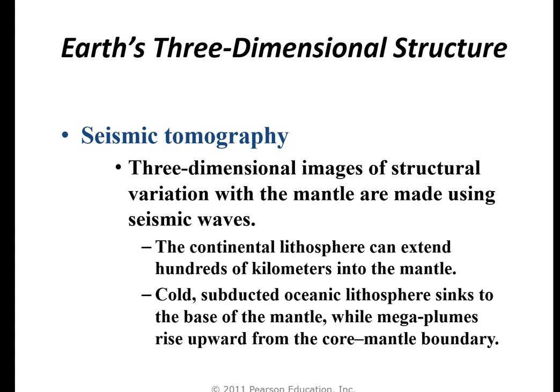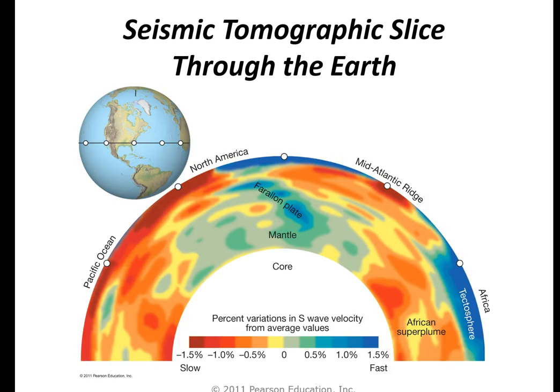Let's look at seismic tomography. A three-dimensional image of structural variation within the mantle is made using seismic waves. The continental lithosphere can extend hundreds of kilometers into the mantle, and cold subducted oceanic lithosphere sinks to the base of the mantle, where plumes rise upward from the core-mantle boundary. So here we can see these various temperature differences inside the Earth.